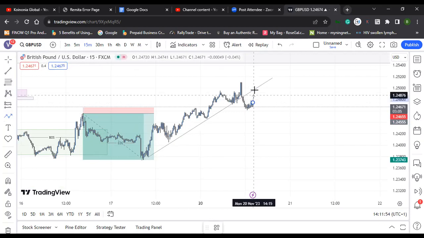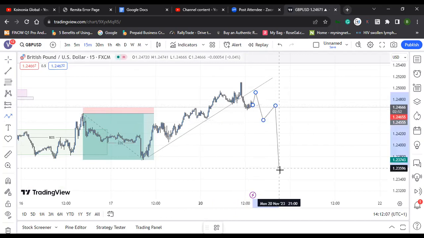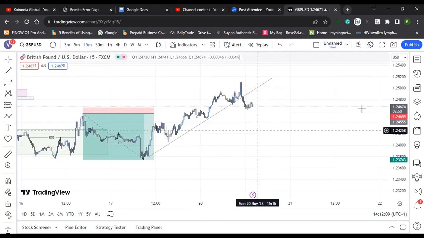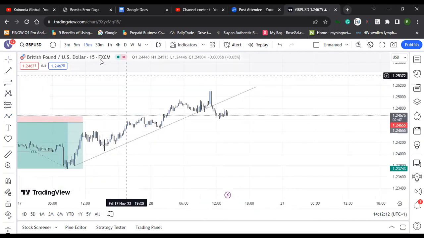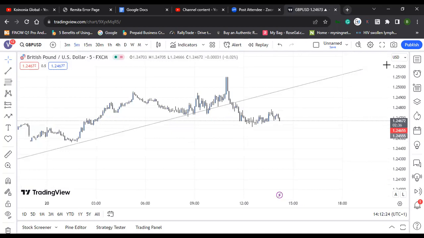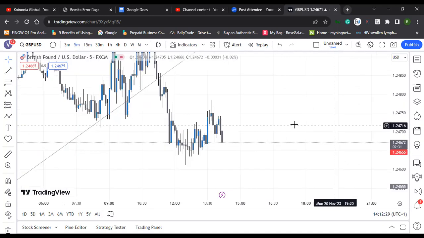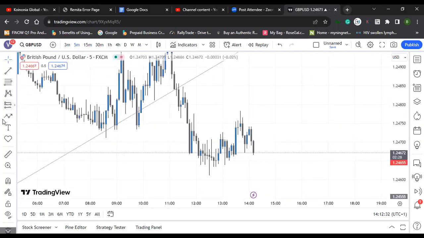Most likely I want to see price come anywhere around here before it sells off. I want to see price come around here and sell off, give us something like this, then sell off. That's what I'm expecting to see. So let's just scale it down to 5 minutes. This one is for my scalper guys. If you look at it very well, I want to see price actually.